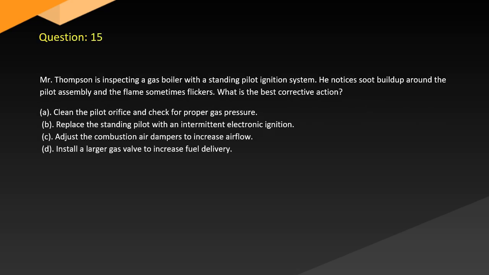Question 15. Mr. Thompson is inspecting a gas boiler with a standing pilot ignition system. He notices buildup around the pilot assembly and the flame sometimes flickers. What is the best corrective action? A. Clean the pilot orifice and check for proper gas pressure. B. Replace the standing pilot with an intermittent electronic ignition. C. Adjust the combustion air dampers to increase airflow. D. Install a larger gas valve to increase fuel delivery.